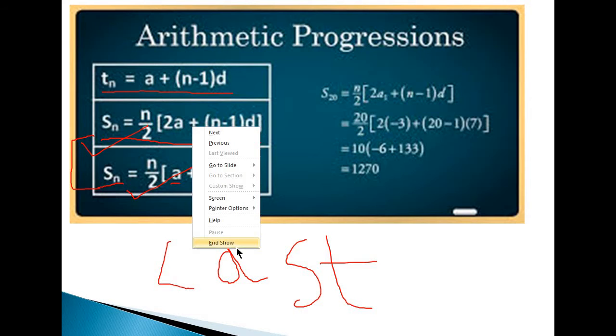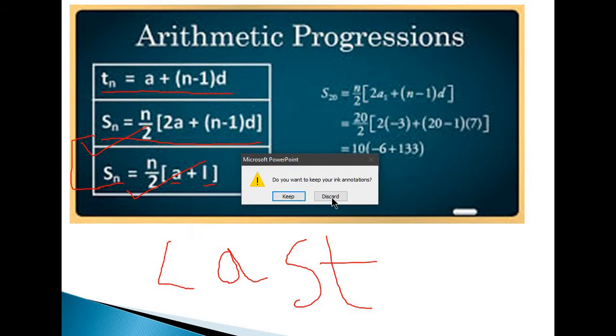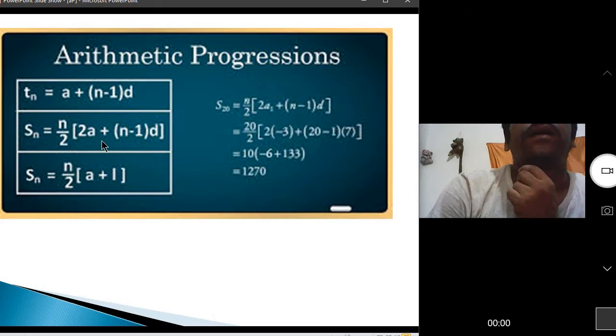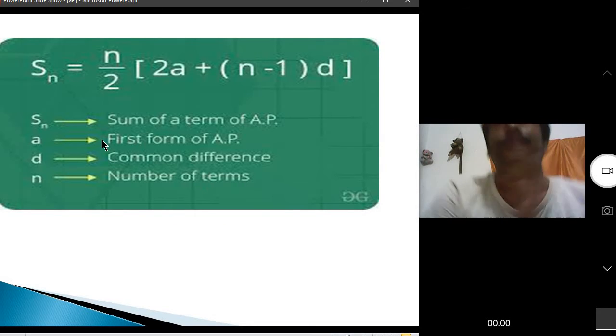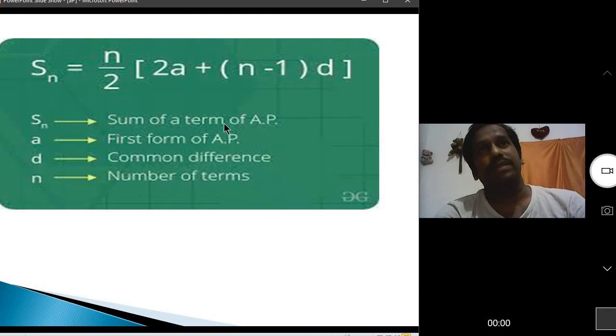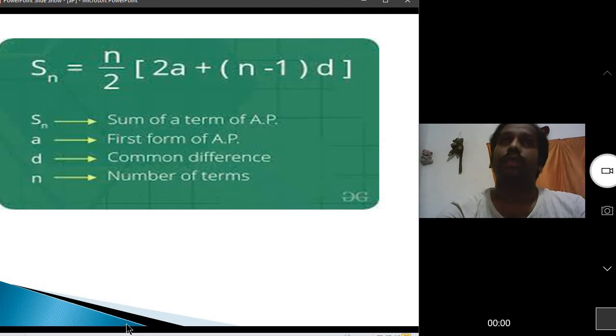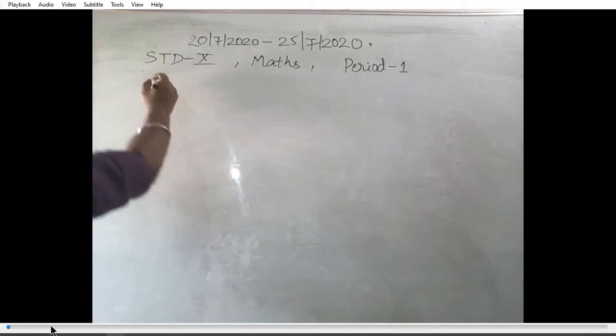Now in the next term, it is clearly written, Sn means sum of terms of AP. N will be given to you. A is called the first term of the AP. D is called the common difference. N is the number of terms. On that basis only I have prepared one video in which we have discussed one question. So let us watch that video here. So here is that video.